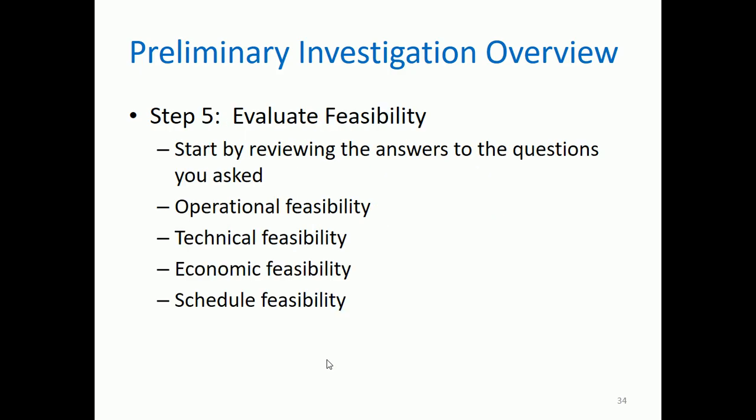So the next step is to evaluate feasibility. Start by reviewing the answers to the questions you asked. Is it operational? Will it improve the service of this particular company if the system's request is granted? And then technical feasibility again: does the company have enough resources or IT infrastructure to grant the system's request? And then economic feasibility again: do they have the budget? And schedule feasibility: do they have the right amount of time to finish this IS if the system's request is granted?